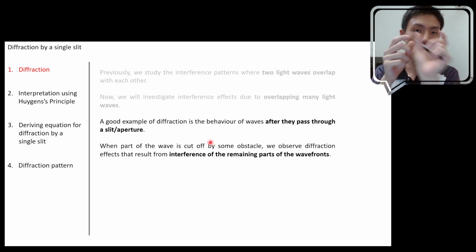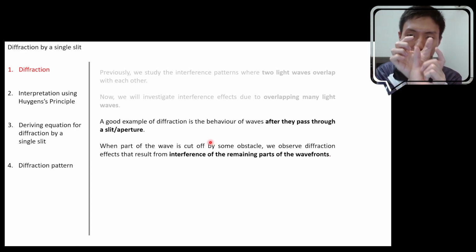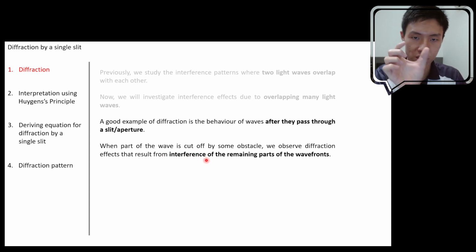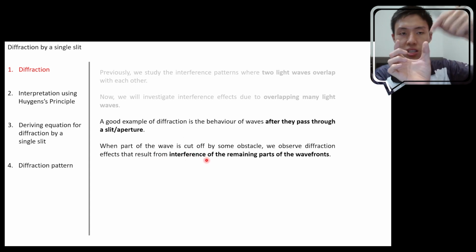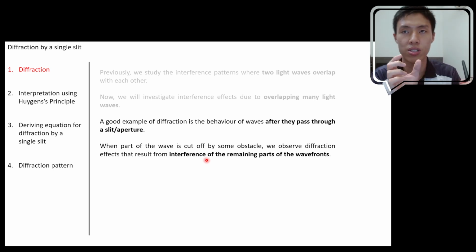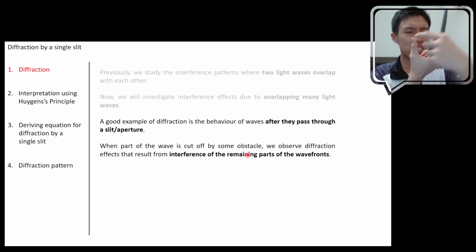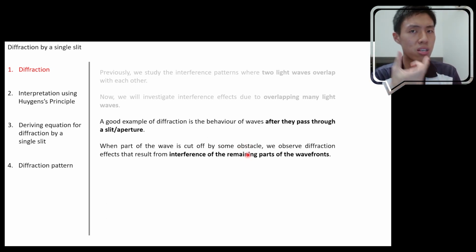That small part of the wavefront is the reason why diffraction occurs, because you can think of every point on this small part of the wavefront as a source of secondary wavelets, based on Huygens principle. We are not going to talk too much about it. We are going to move on to the next video to talk about Huygens principle and how we use it to understand diffraction. But for now, you just need to know that there's a small piece of wavefront that passes through the aperture.